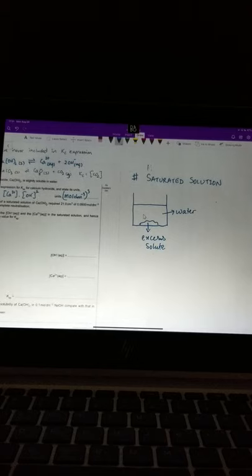Solubility is defined, so it is just a saturated solution. This is how to make a saturated solution.